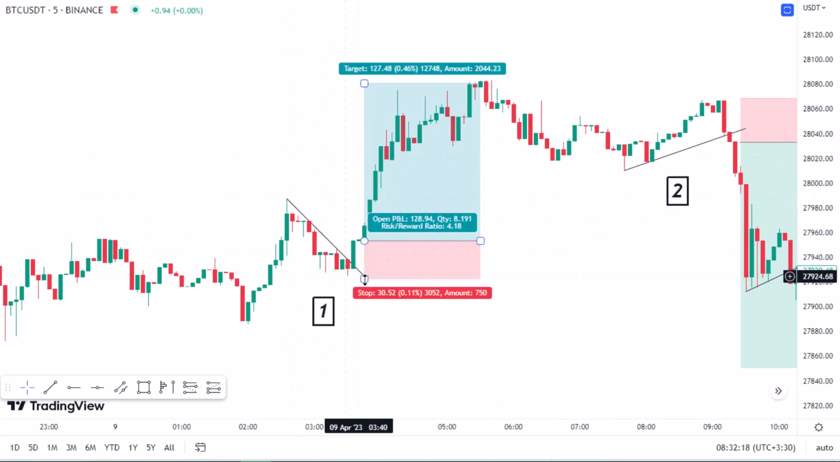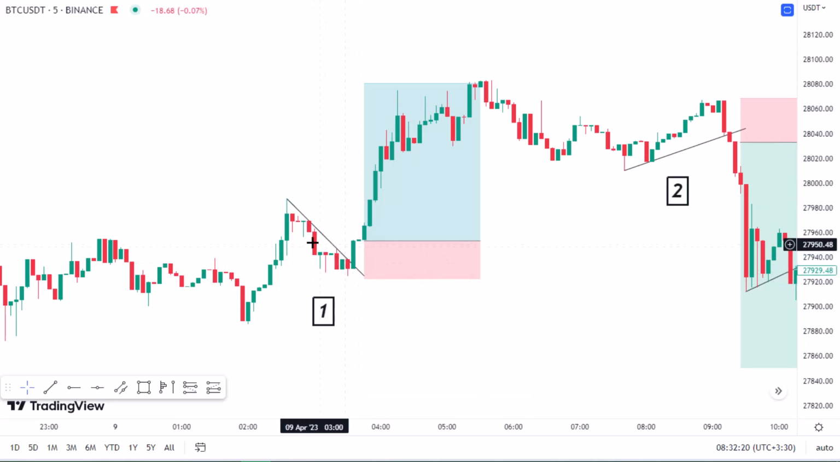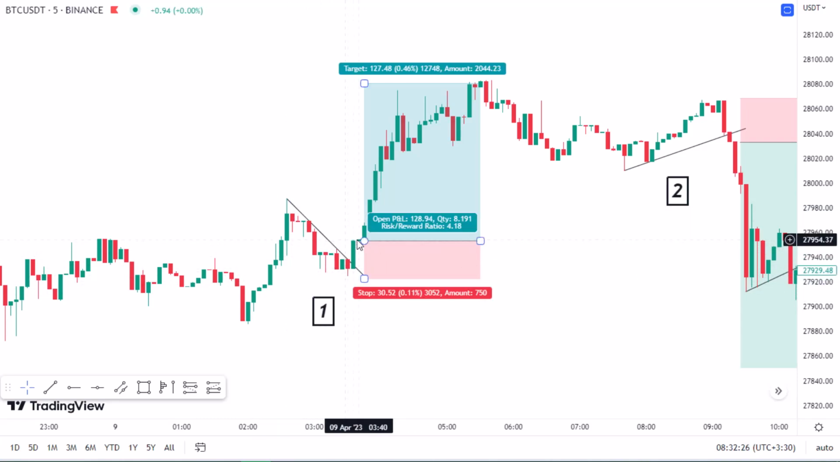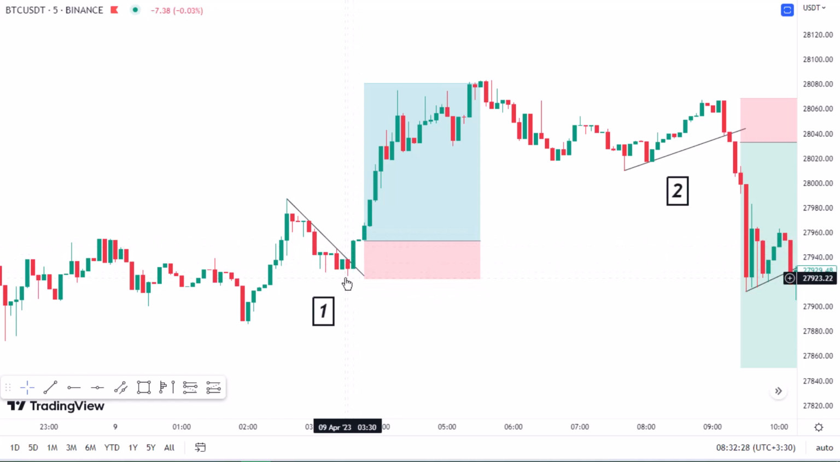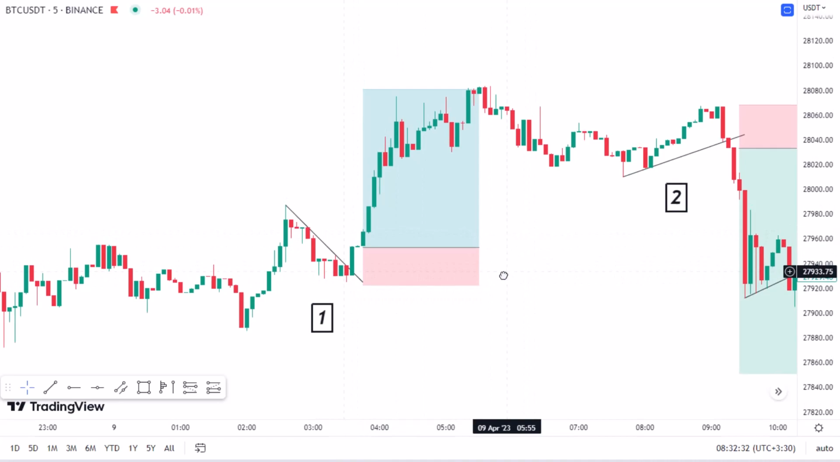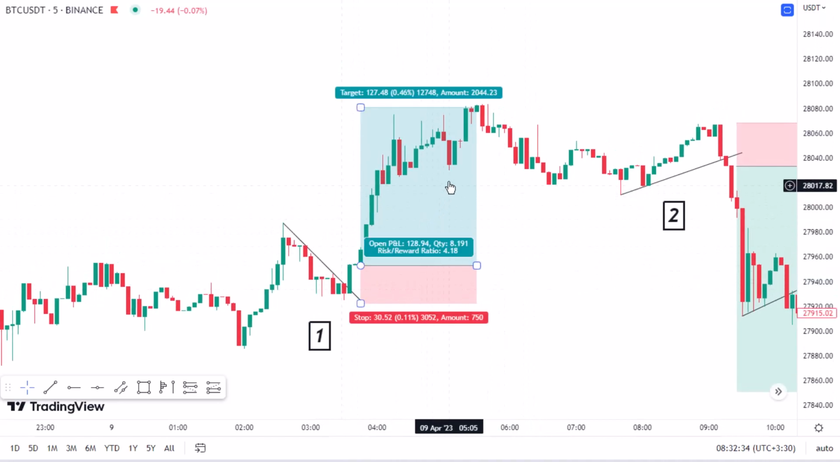As you can see, on the first position we did have this trend line with 1, 2, 3, 4 touches. On the fifth time it was broken here. We had the chance to enter a buy position and set our stop loss. We could put it here and even here, and it gave us a reward of 4 somewhere here.